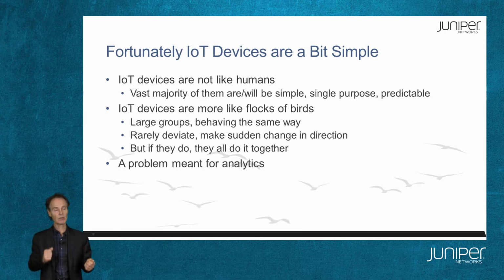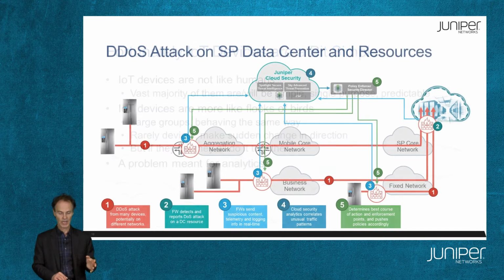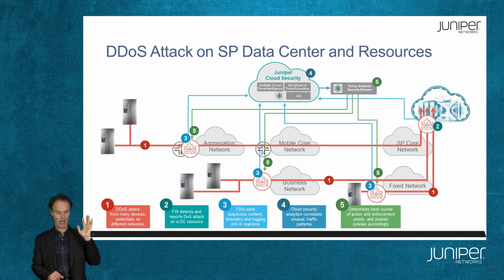So this is a great problem. These sort of networks are a great problem for analytics, for machine learning and artificial intelligence. Let me run through one of our examples. On this picture, I have a bunch of refrigerators, and they are connected to different networks. Some of them are connected to a mobile network, a mobile service provider's network. Some are coming through business networks or some private landline connection, fixed connection.